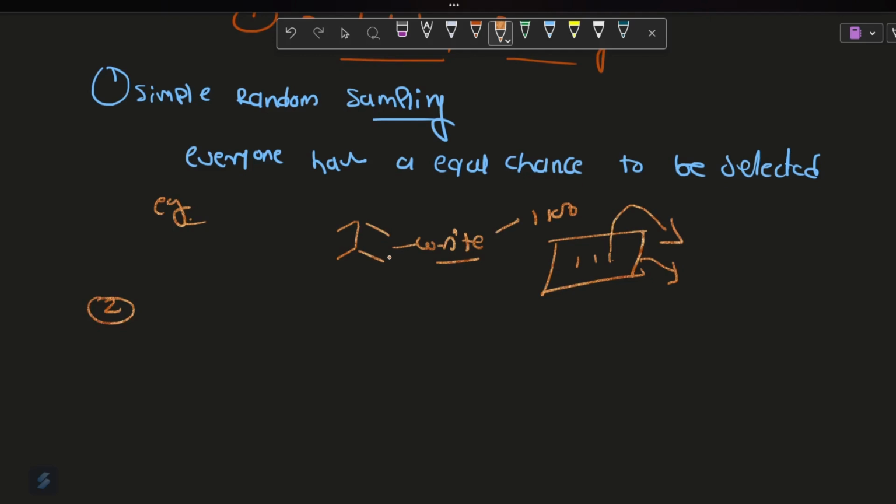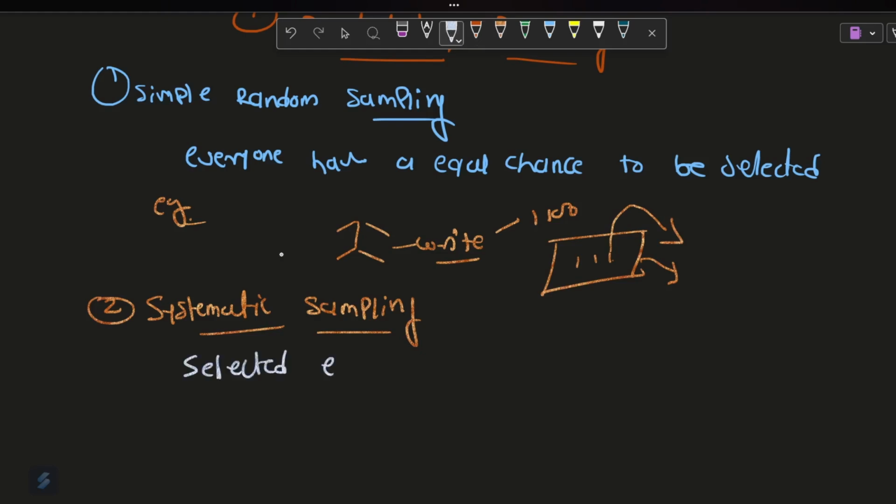The second one is systematic sampling. What is systematic sampling? When talking about systematic sampling, for selection, we select every nth number of students, right? Select every nth student.